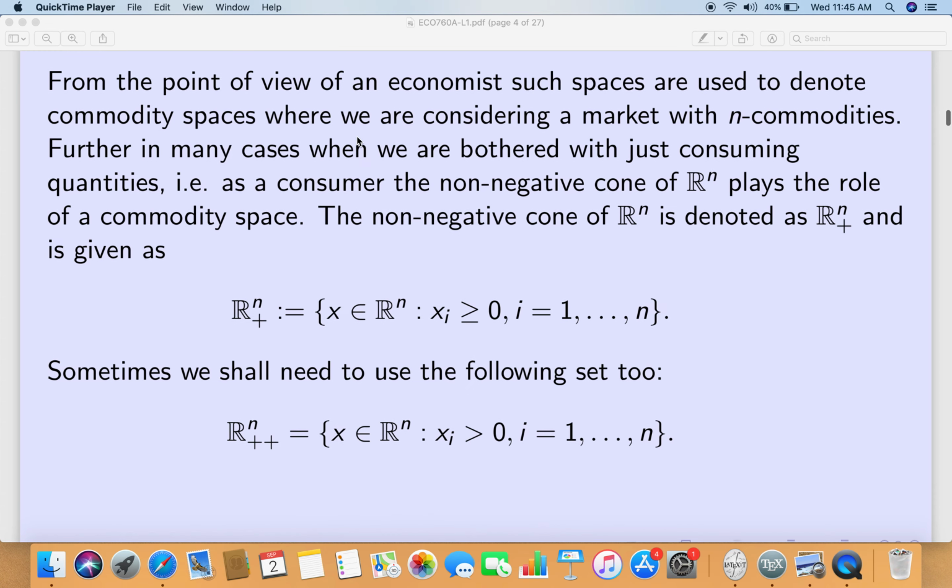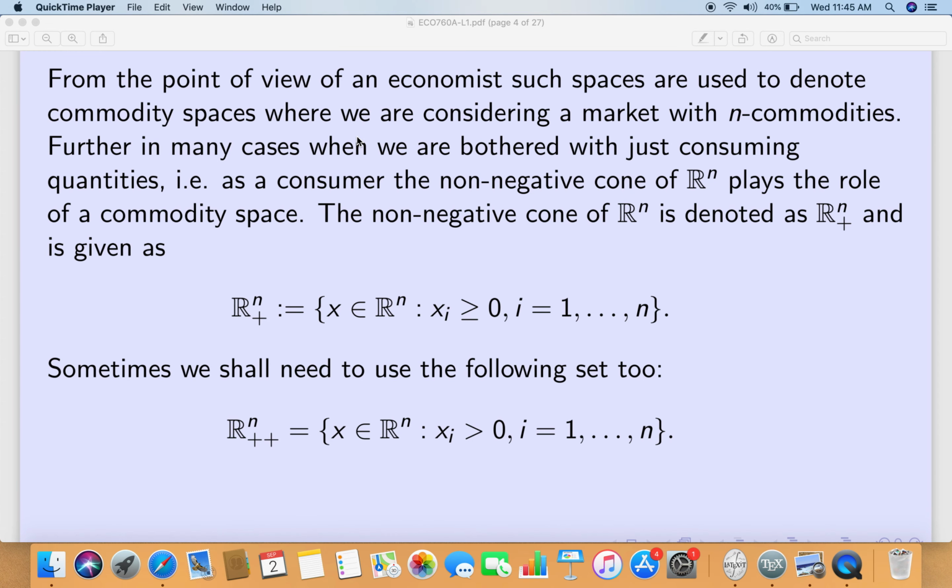I take 0. So the commodity space for a consumer who is supposed to buy certain things is given by Rn plus. It is sometimes called the positive cone of Rn. That is, it's a collection of all x in Rn whose components are non-negative. Sometimes we will also need a stricter set, the interior of Rn plus. We have not spoken about the interior; we will come into those details. Sometimes we'll speak about the set Rn plus plus, the set of all x in Rn such that each xi is strictly greater than 0.